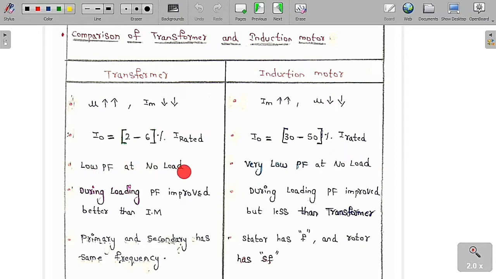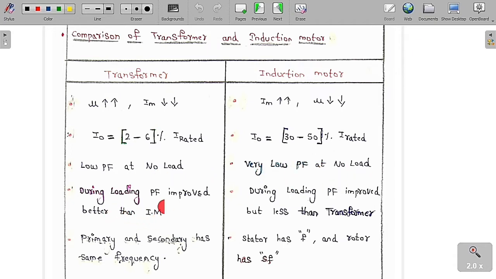There is low power factor at no load in a transformer, whereas in an induction motor it is a very low power factor at no load. So at no load condition, the power factor of the induction motor is very low when compared to the power factor of the transformer. Both are low, but the induction motor is further low.